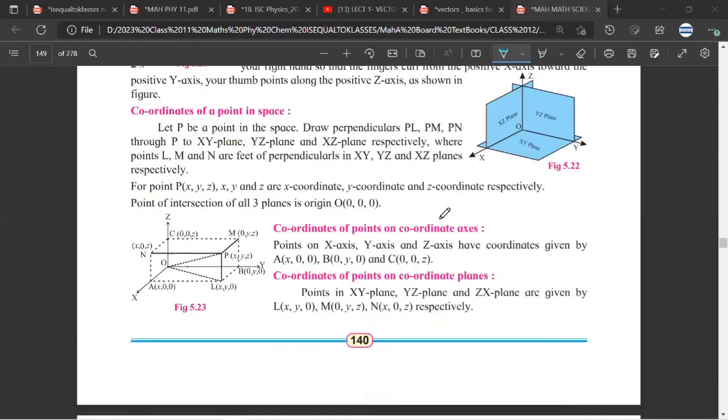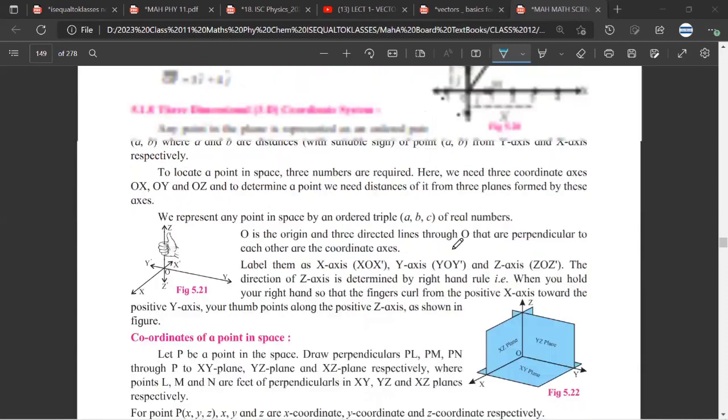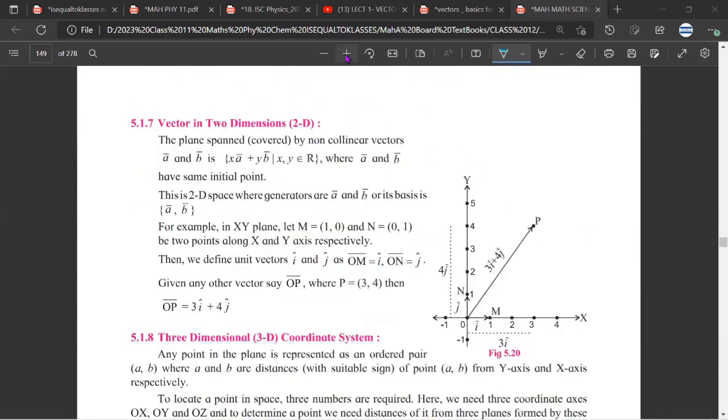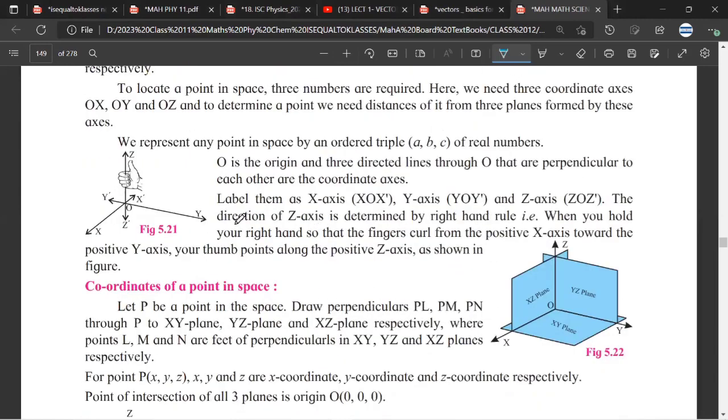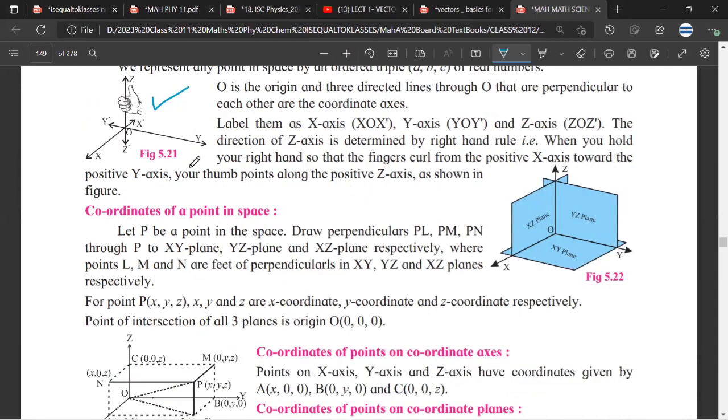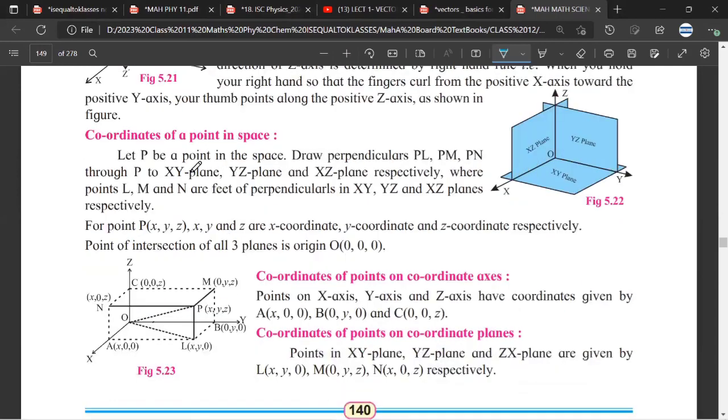So this is what they are saying, that you can extend. For example, in 2D we had only the xy axis, and now we are extending this xy axis into the xyz axis. And this is what I was trying to tell you about the right hand rule. Are we clear till here? Yes, sir.